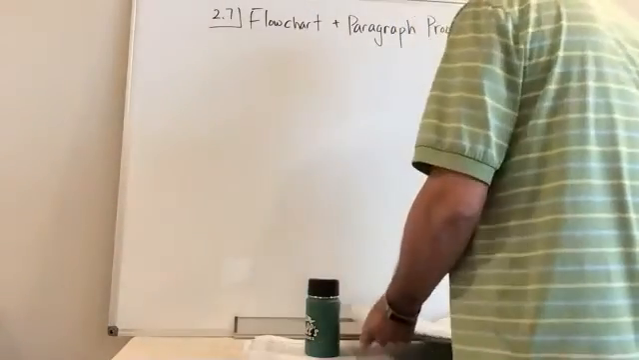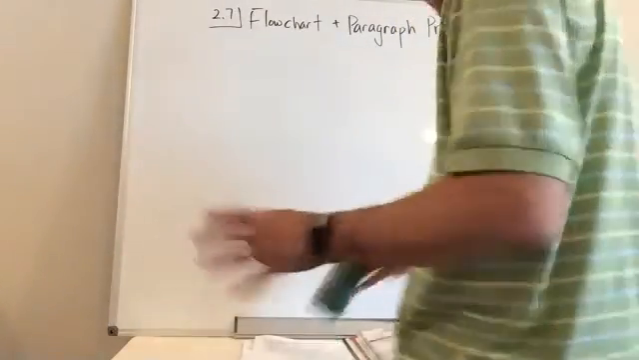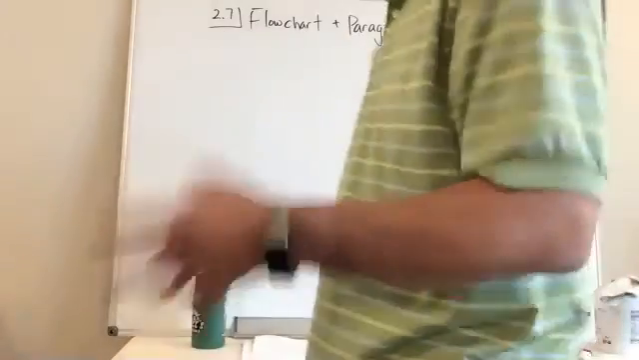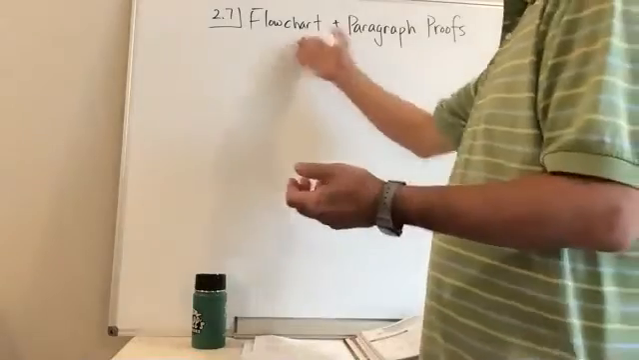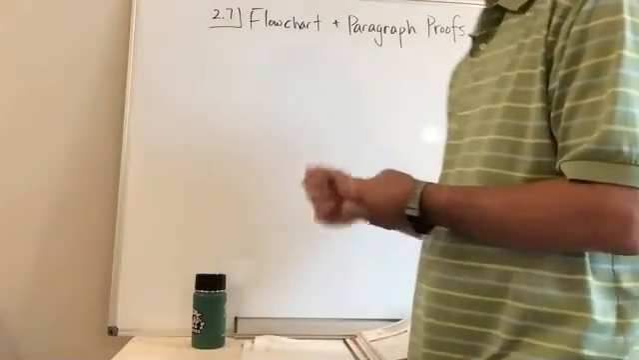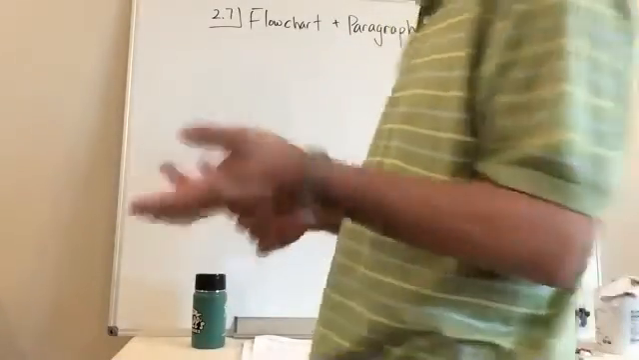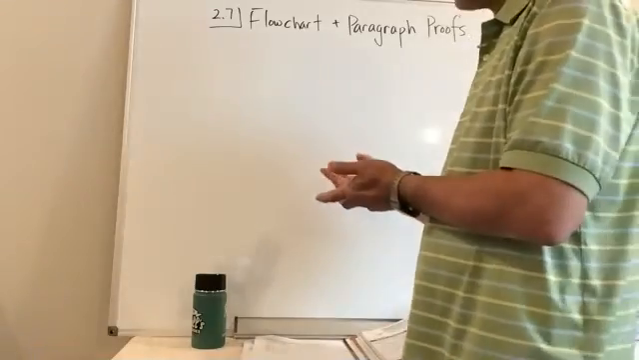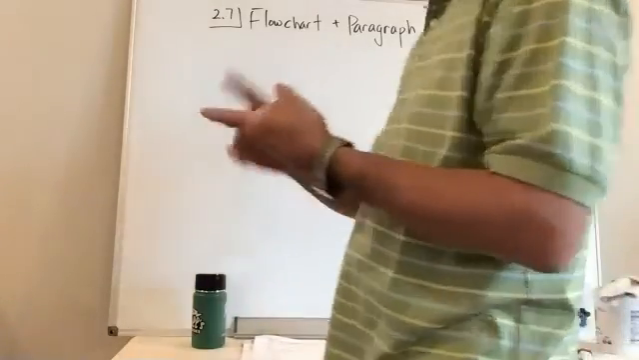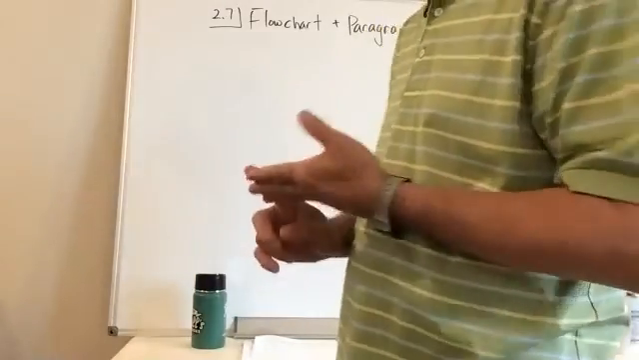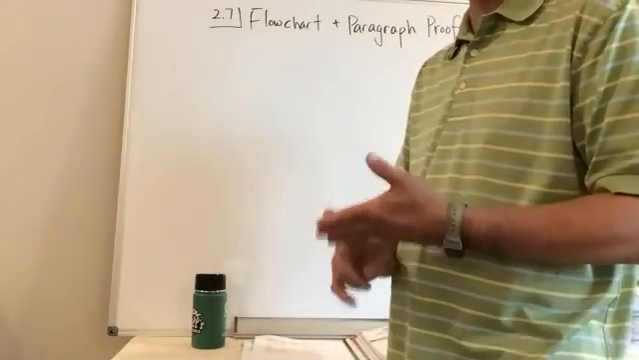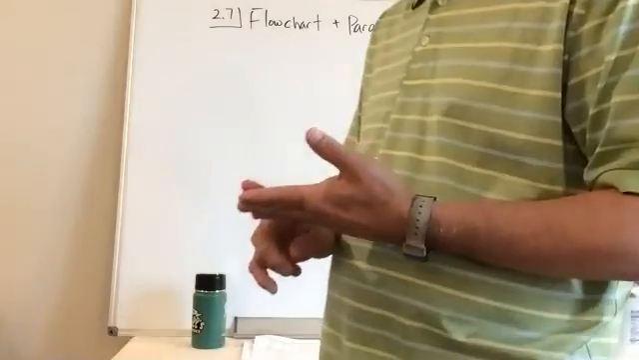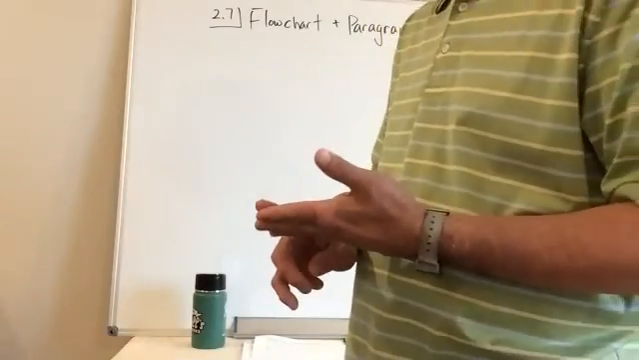We're done with 2.7. This is a little bit of an odd topic, not something you're used to doing, okay? The flowchart and the paragraph proof are the lesser cousins of the two-column proof, yet it's the same thing. The one thing that all three proofs hold in common is that each action or each step has to be accompanied with the logic behind it.